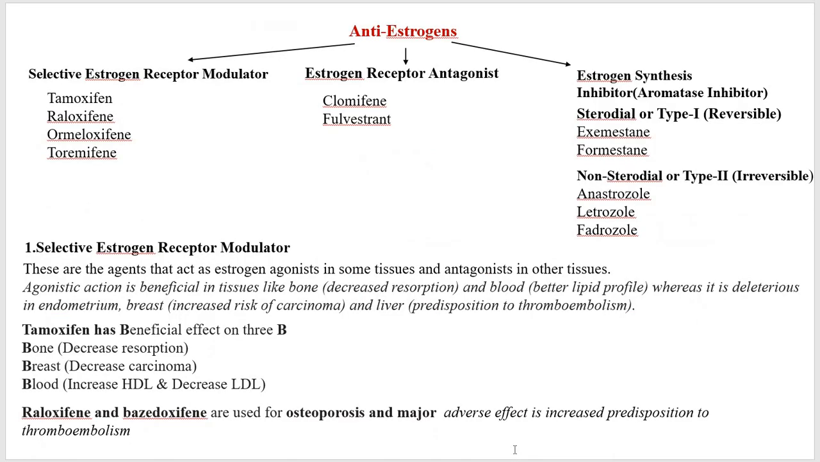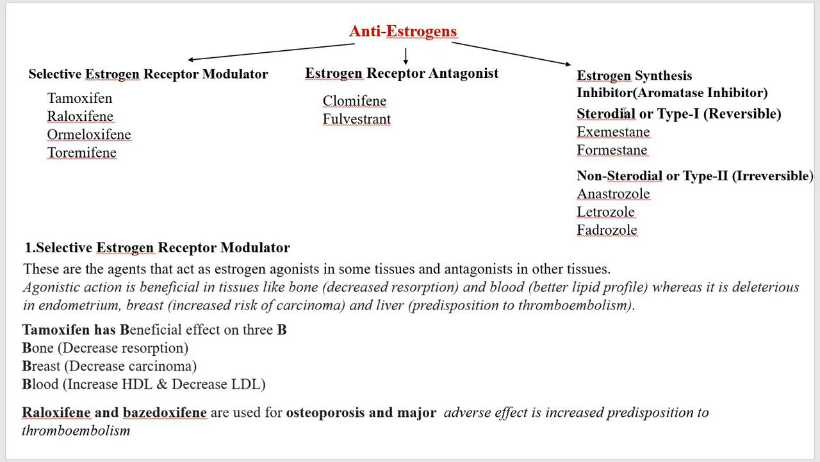Okay, so these are the anti-estrogens. In that there are three types: selective estrogen receptor modulator, estrogen receptor antagonist, and estrogen synthesis inhibitor. Modulators are the drugs which in some tissues act as an agonist, and in some tissues act as an antagonist. Because of that property they are called modulators.